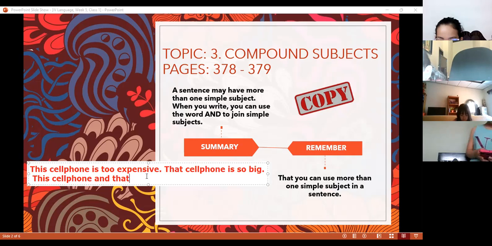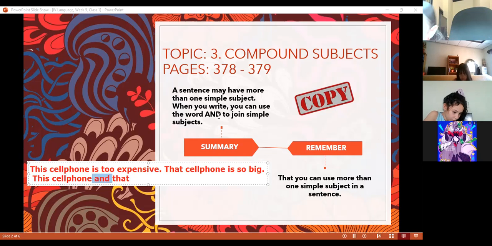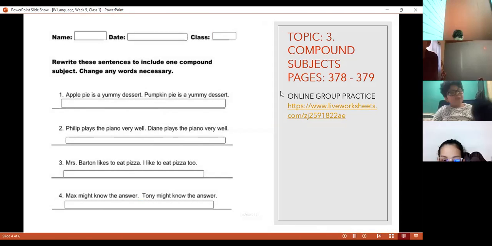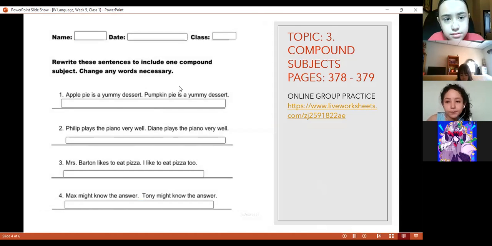So look here, what I want to tell you is the importance of using this word, and, as it says here, the word and to join simple subjects. And this word that I'm going to write here again, and, makes the sentence have a compound subject. It's one sentence, but using the word and in the subject. So let's find it out here. I have some examples here. Just see these examples.